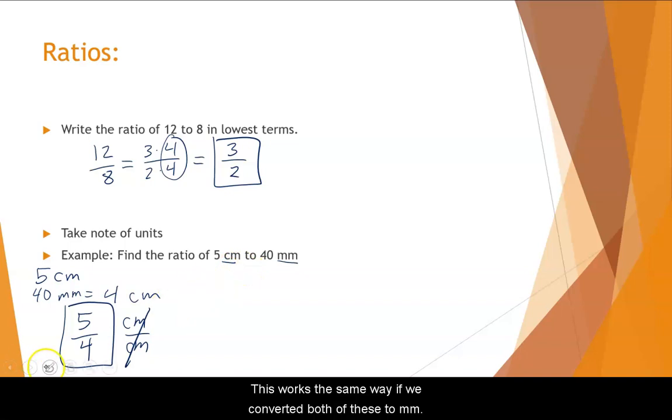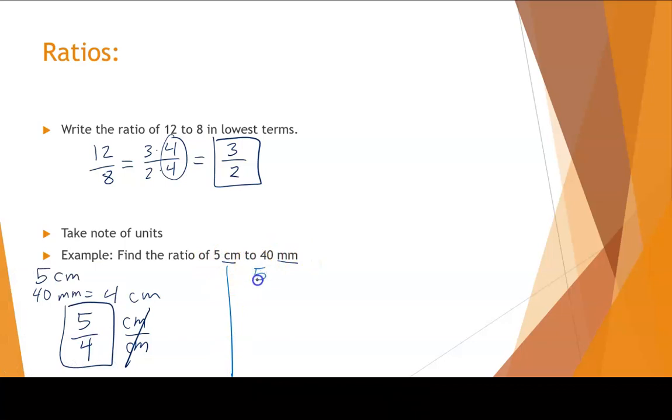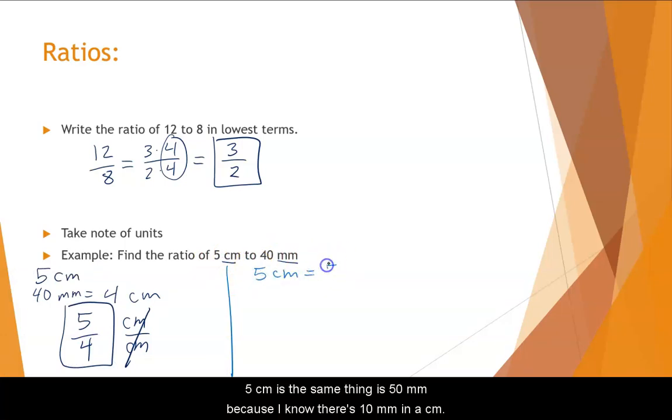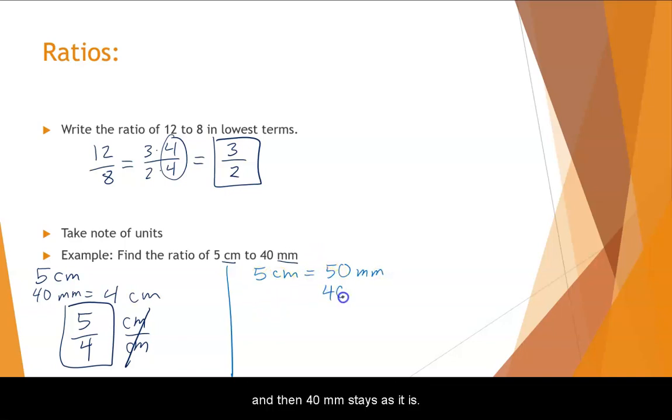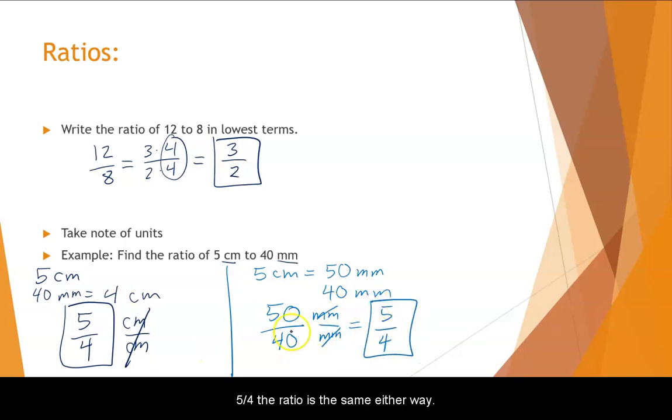This works the same way if we converted both of these to millimeters. So 5 centimeters is the same thing as 50 millimeters, because I know there's 10 millimeters in a centimeter, and then 40 millimeters stays as it is. 50 to 40 millimeters simplifies down to 5/4. The ratio is the same either way.